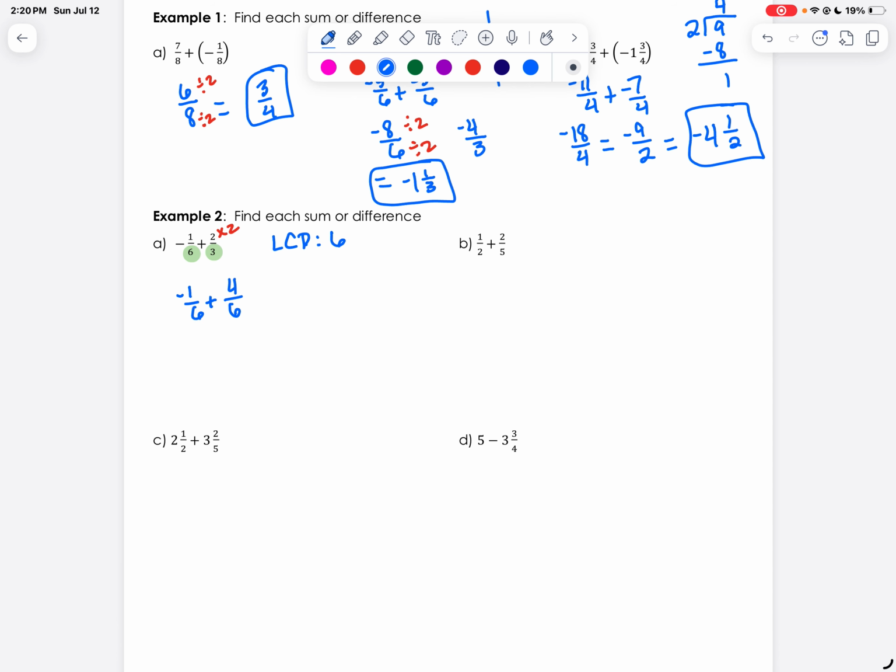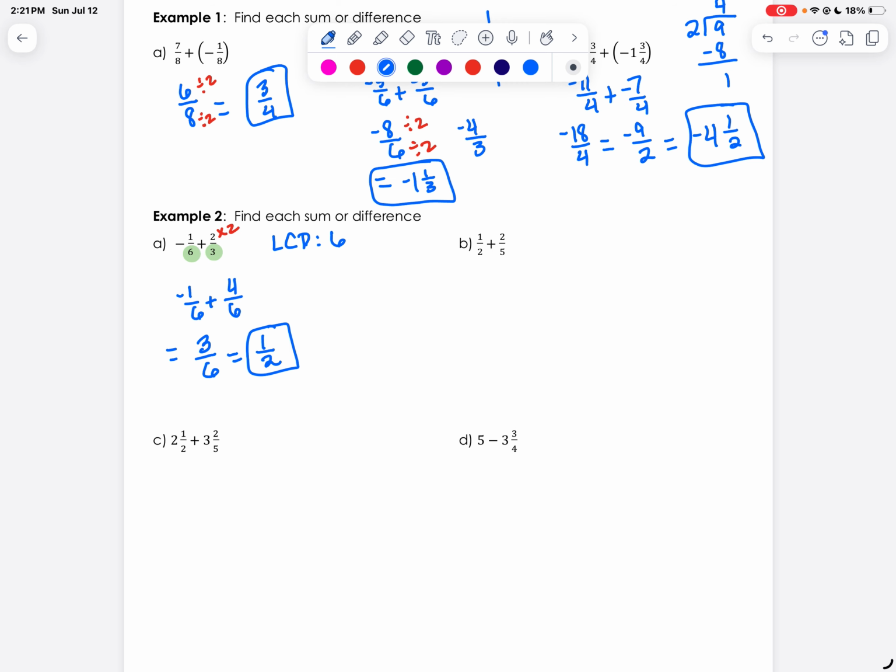Now that you have a common denominator, just add them up. So -1 plus 4 is 3/6. Then that will reduce, they'll both divide by 3 to give you 1/2. 3 divided by 3 is 1. 6 divided by 3 is 2.